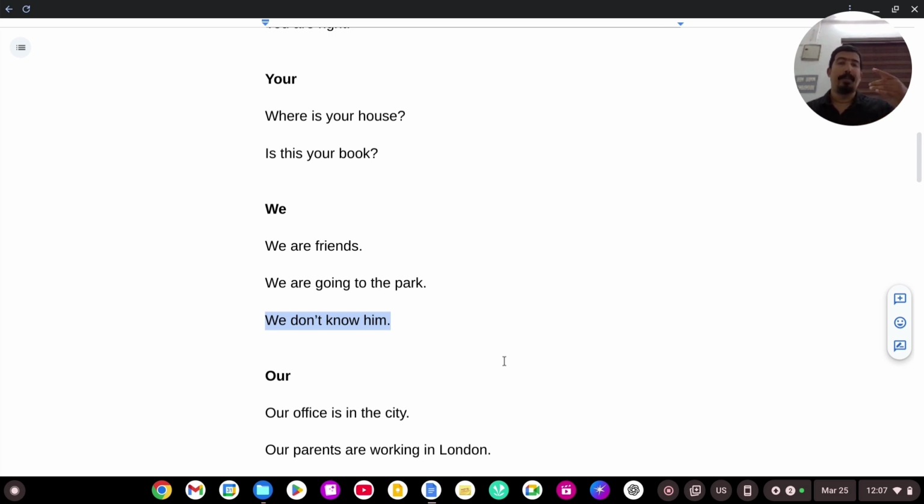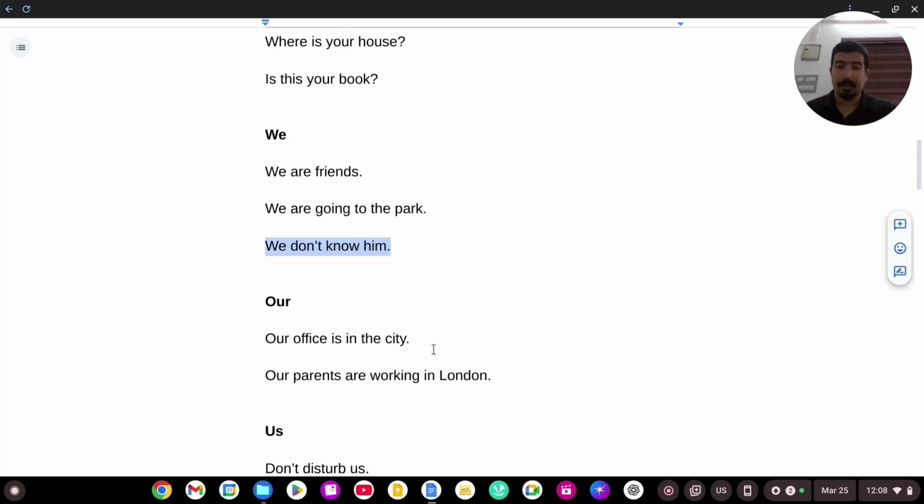You are walking with your friend to the park and somebody asks you, do you know him, that person? No, we don't know him. I can say I don't know him, but here I am saying we don't know him because there are 2 persons. If it is just you, you can say I don't know. You can say we don't know him.